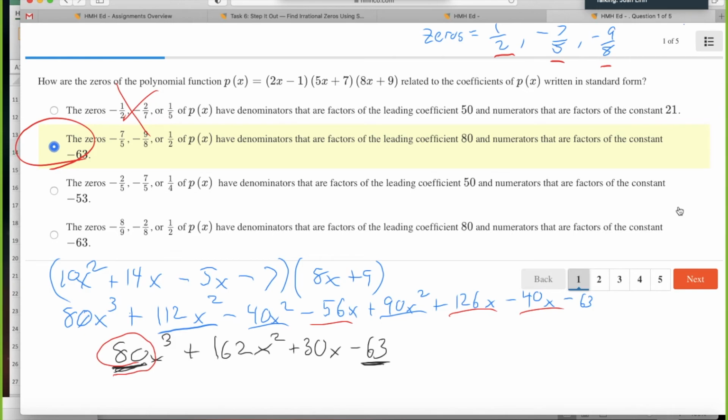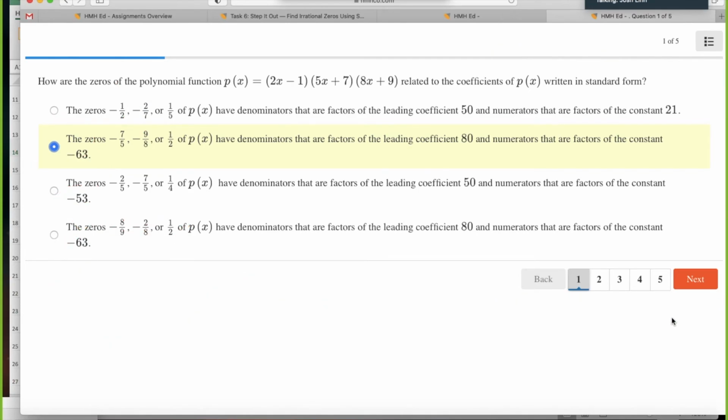We can go through and make sure. Our next one, I was just skimming it. I don't know where they would get negative 53, so that's wrong. Then the fourth one, the zeros, that one's wrong. That one's wrong. That one's right. So that one's wrong. So I like that. Let's go for that.